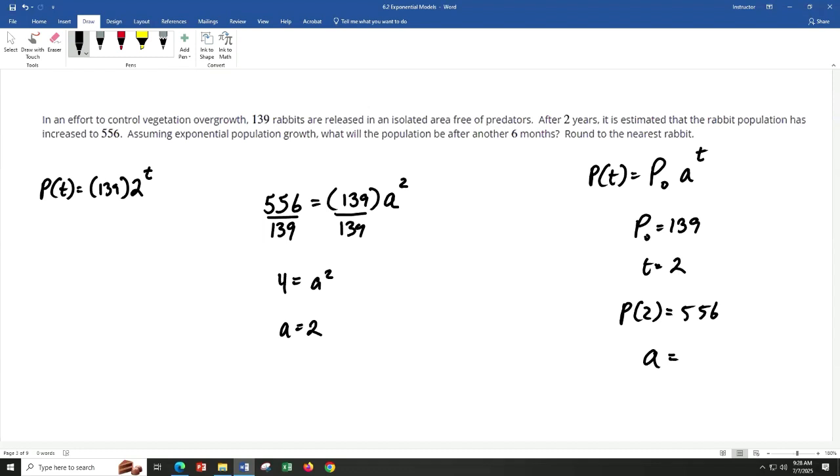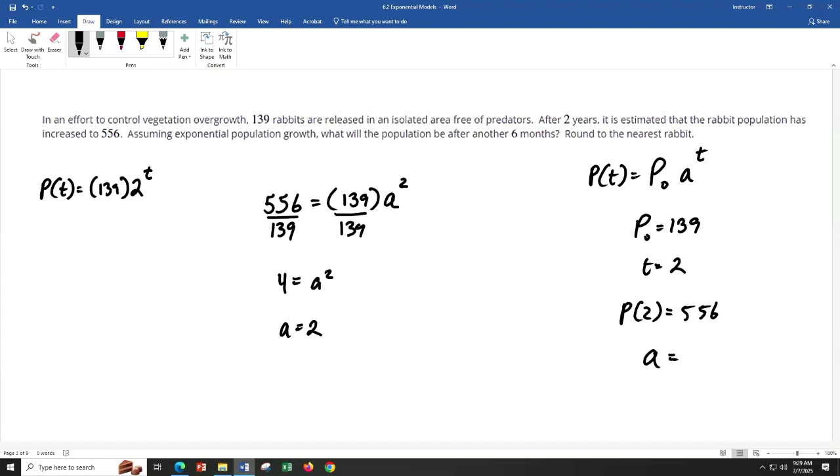Assuming exponential population growth, what will be the population after another 6 months? 6 months from where? The initial? When? After 2 years. 2 years. So what needs to be my T? If 2 years is a 2, 2.5 would be what? There you go, 2.5. That's the number you're going to plug in. 2.5 or whatever number they decide to give you.